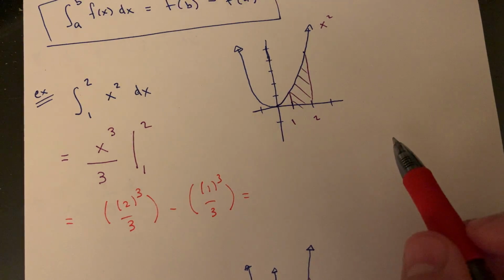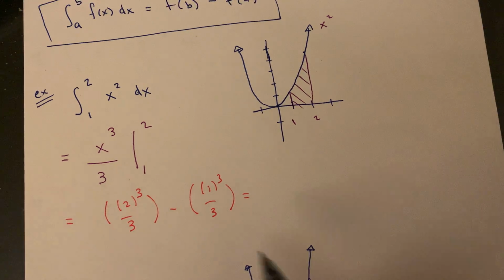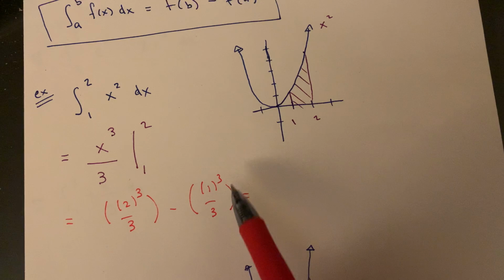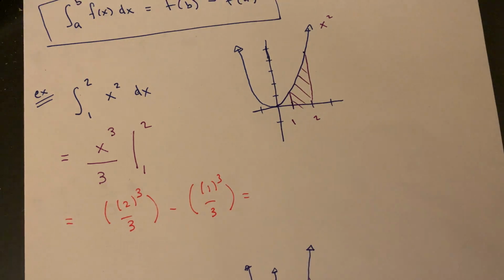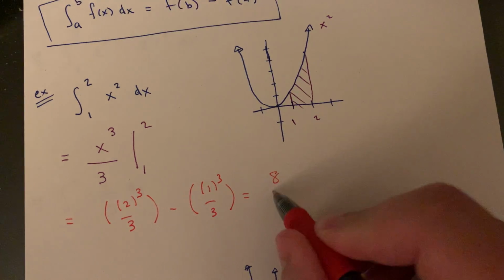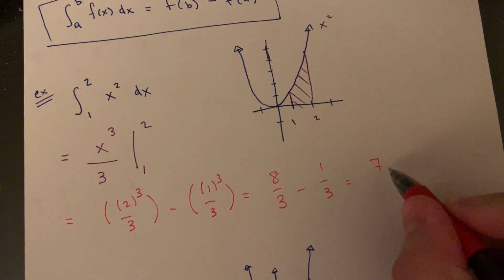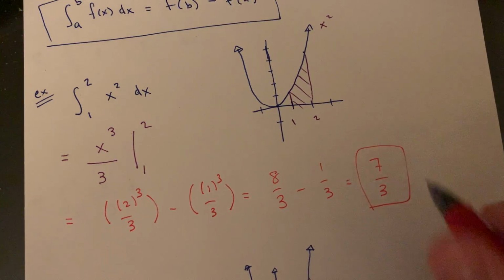A common mistake that will screw up your answers and be very frustrating is messing up these parentheses and not carrying the negative to each of the terms in your second part. We'll see that in some of these examples coming up. In any event, what are we going to get here? This is 8 over 3 minus, of course, 1 over 3. So the value here is 7/3.